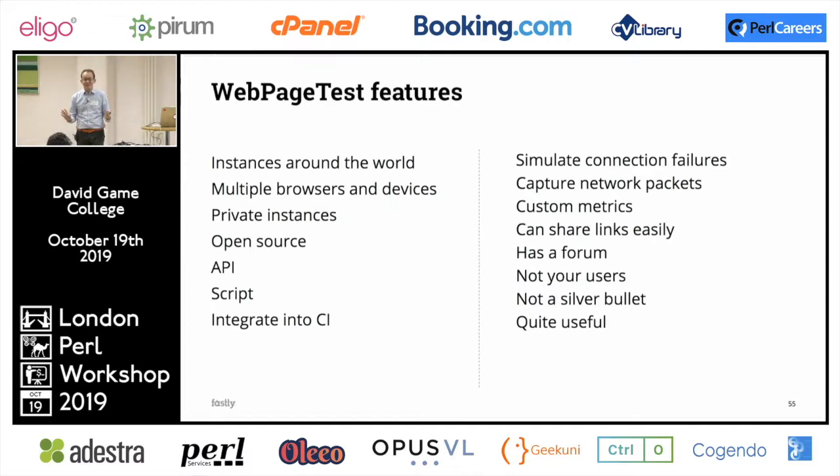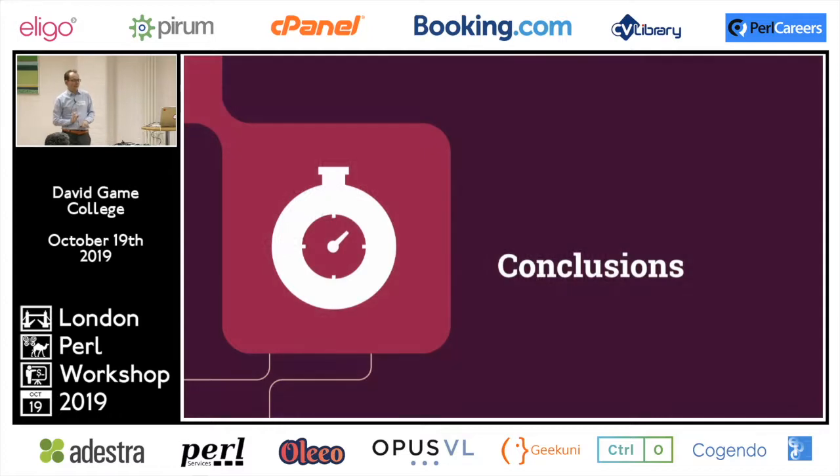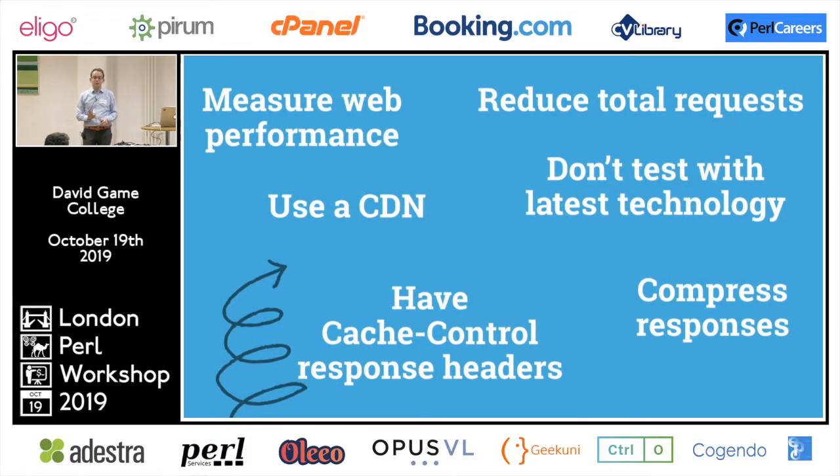But this is a synthetic test in a data center or in someone's basement. It does not necessarily represent your users. So London Perl Workshop users come from around many different places, around the UK, around Europe, who knows? So in that case, it's not really a silver bullet. If you really want to ask your users, you should ask your users. You should not ask a tool and pretend it represents your users. But on the other hand, it is pretty useful. So you should measure web performance.